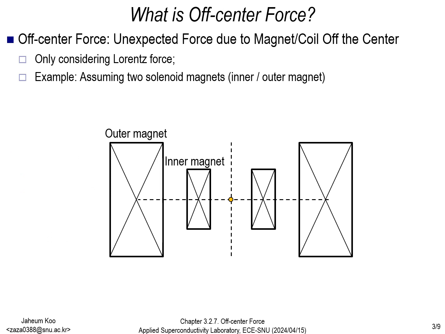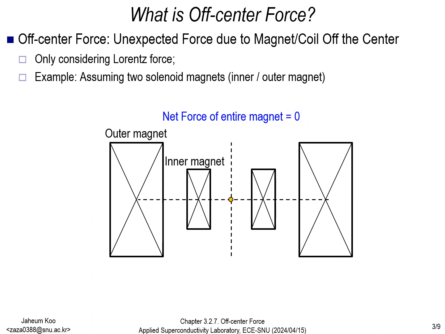Let's consider a situation with two solenoid magnets, one placed inside the other. Ideally, if the centers of both magnets are perfectly aligned, the Lorentz force acting on each magnet will cancel out, resulting in a net force of zero.